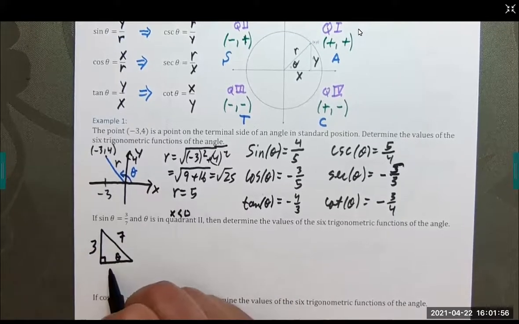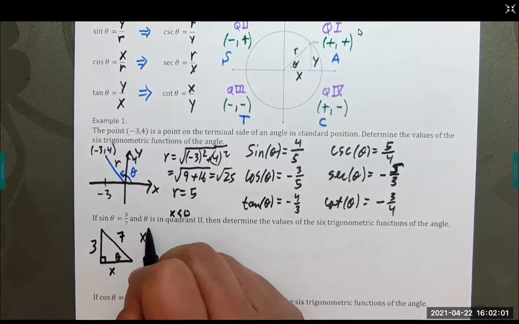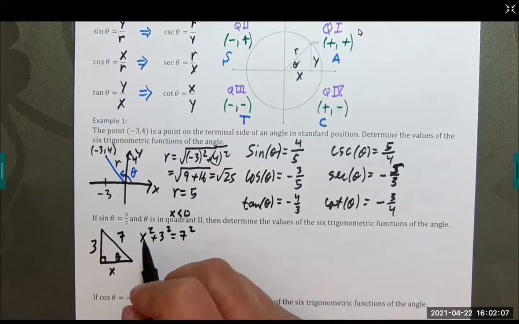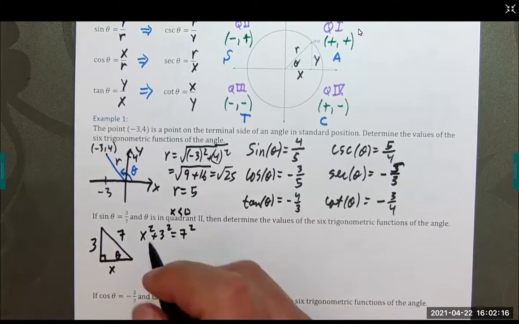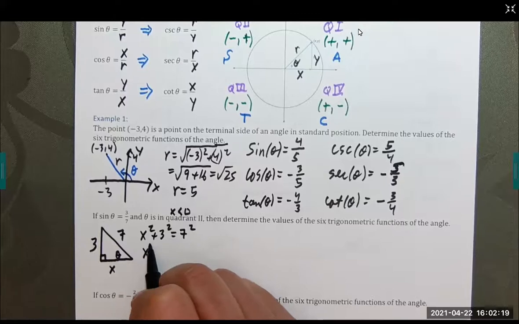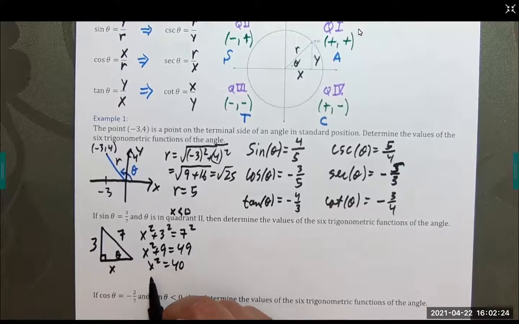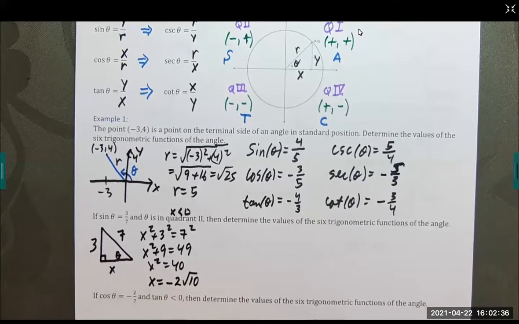So this missing x here, I can use the Pythagorean theorem. And when I go to take the square root, I'm going to have to do plus or minus. It's going to have to be minus, pardon me, because it is in quadrant 2, where x is negative. So x squared plus 9 is 49. X squared equals 40. So x is going to equal negative square root of 40, which simplifies to 2 root 10. And once again, x is negative because we're in quadrant 2.